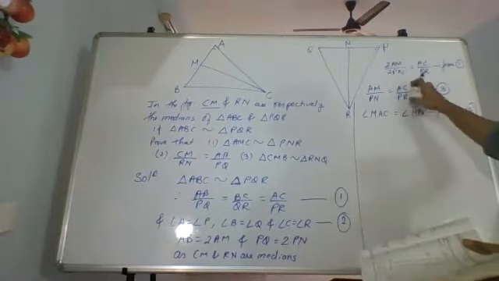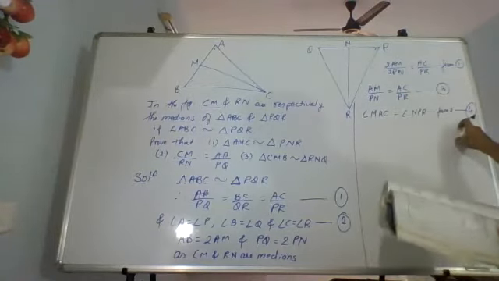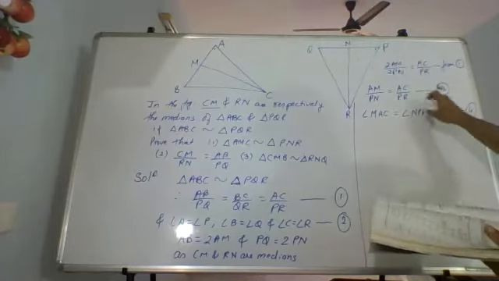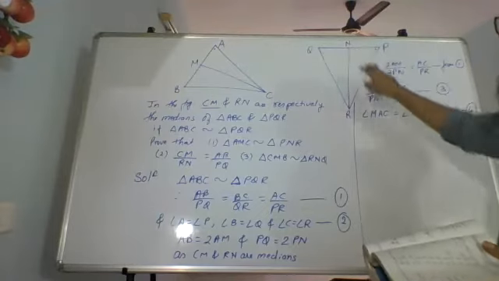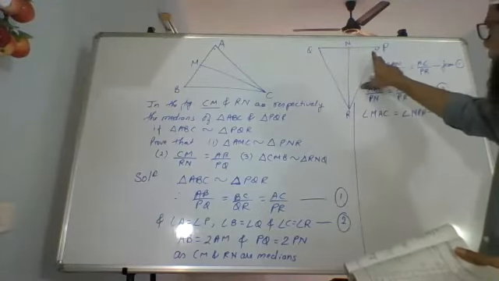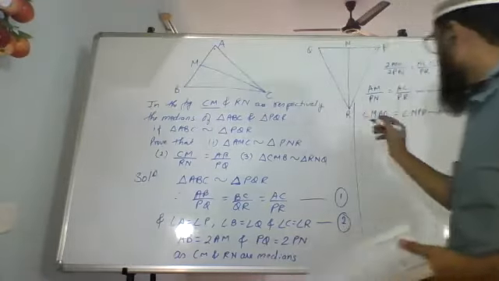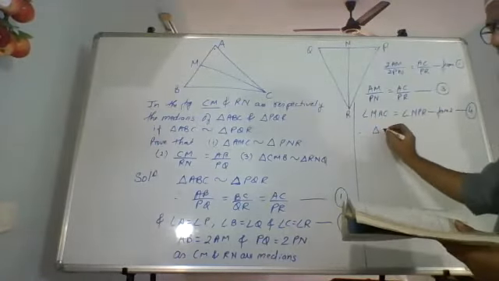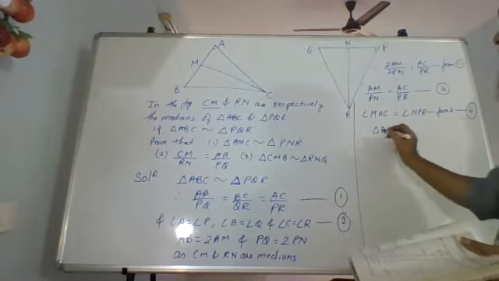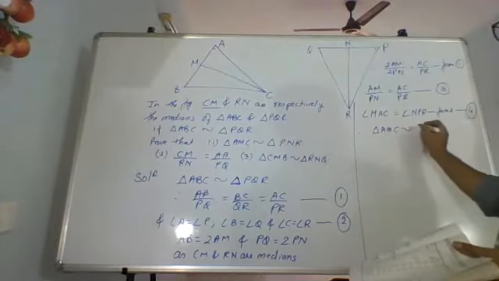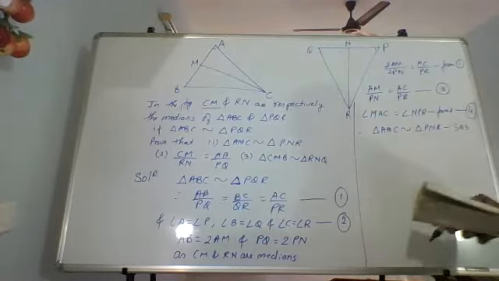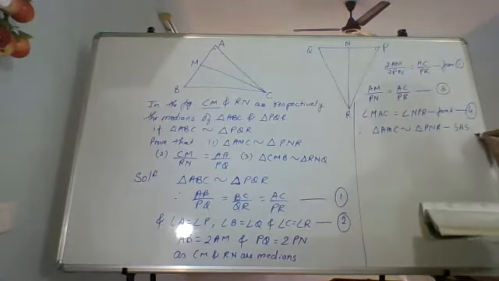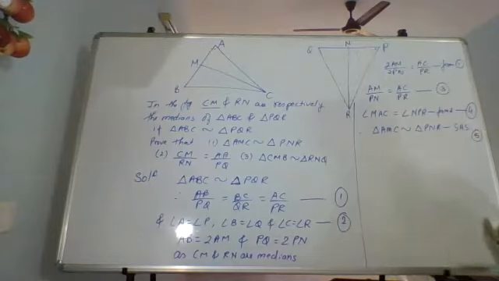Okay. So if you have this, now from this the sides are in proportion and this angle between them. So from this you can safely say from 3 and 4, AM upon PN and AC upon PR, and the angle between them are equal. Therefore, triangle AMC, that is what we have to prove over here, is similar to triangle PNR by SAS. Call this 5.